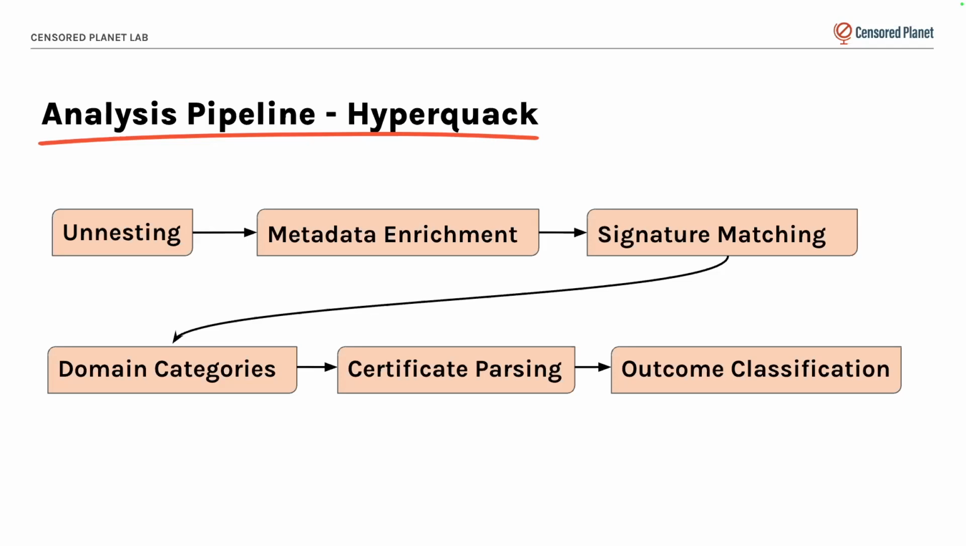The next step, certificate parsing, is limited to HTTPS measurements. All the other protocols can skip that when it comes to Hyperquack. And lastly, we do some outcome classification, where, based on the errors that we receive and other metadata from these connection attempts, we try to determine what are strong indicators for censorship triggers and what are less likely censorship events and just configuration errors.